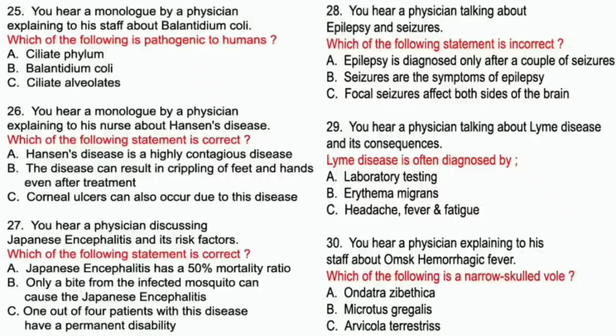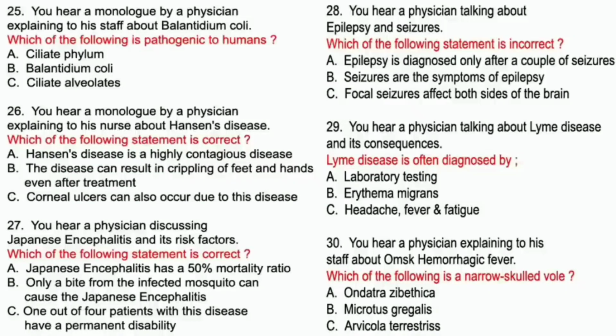What is Omsk hemorrhagic fever, doctor? A member of the flavivirus family called Omsk hemorrhagic fever virus causes this disease. The disease was initially detected between 1945 and 1947 in Omsk, Russia, from patients with hemorrhagic fever. The primary host of the disease is rodents, and it is transmitted by the bite of an infected tick. Common tick vectors include Ixodes persulcatus, Dermacentor marginatus, and Dermacentor reticulatus.